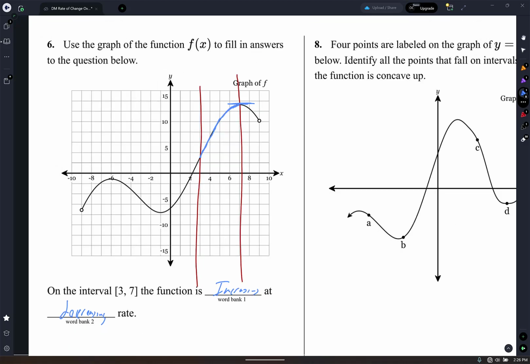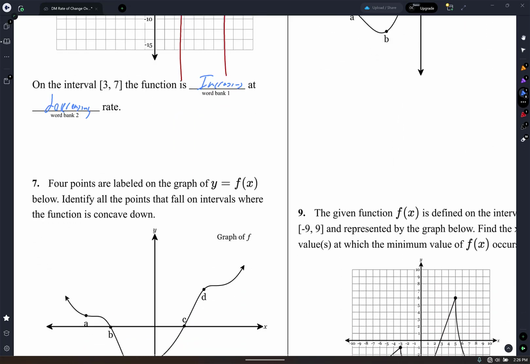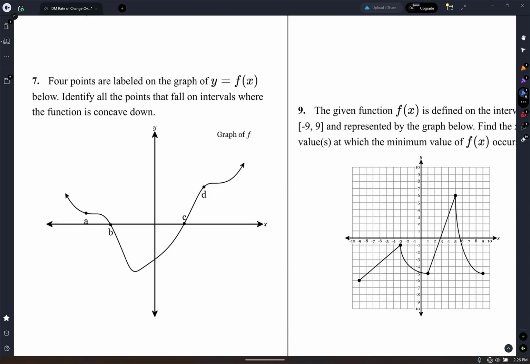Okay. Hey, no. That's a demerit. All right, here we go. It gets easy, guys. It gets easy.